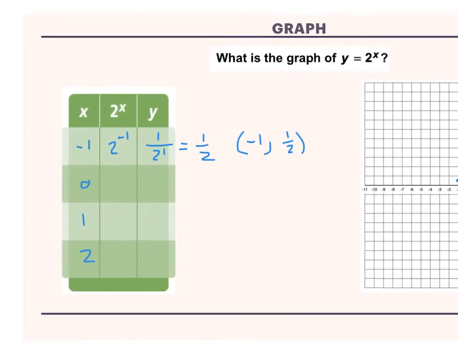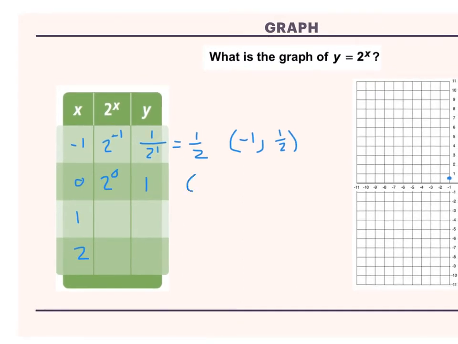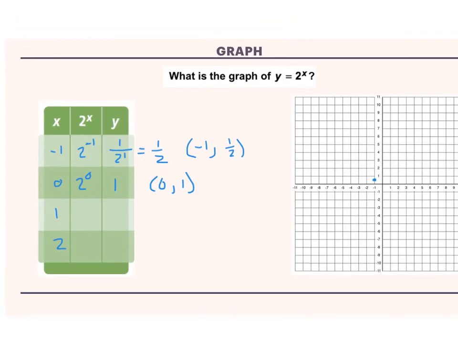Next, we're going to plug in 0. So we have 2 raised to the 0. Anything raised to the 0 is going to be 1. So when we plug in 0 for x, our y is 1. So we stay at 0 and go up 1.